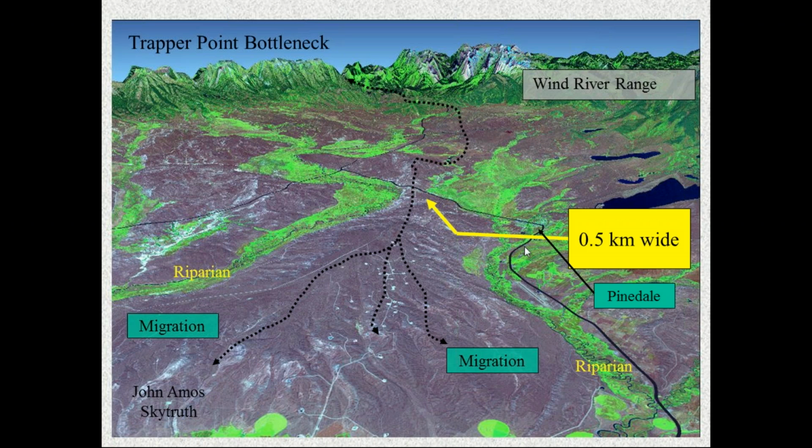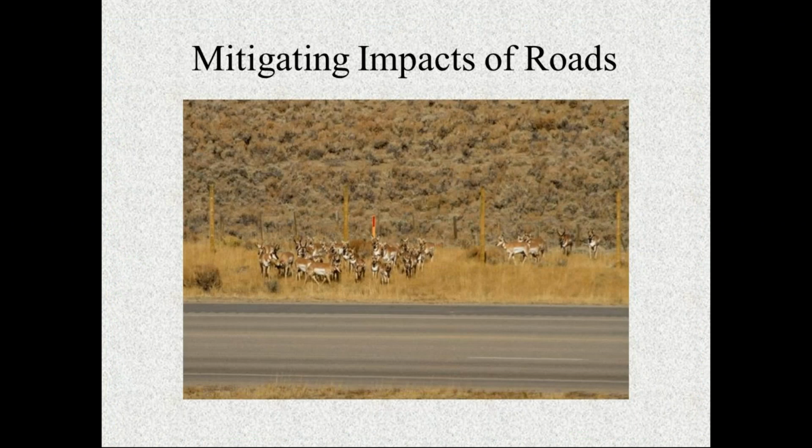In addition, one of the concerns here is the solid black line that I'm highlighting with my pointer. This is US Highway 191, and it transects the migration corridor right in the middle of this bottleneck. And so there was a recognition by the state of Wyoming and the Wyoming Transportation Department that this road could potentially be having impacts. And indeed it was. There was a fairly high number of wildlife vehicle collisions between pronghorn and mule deer in this region.